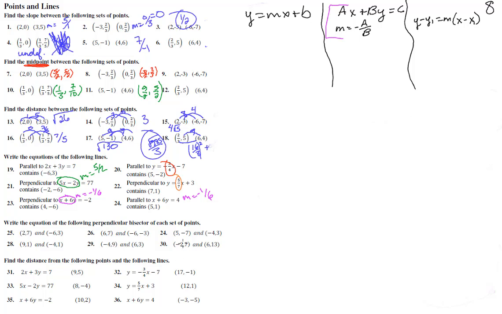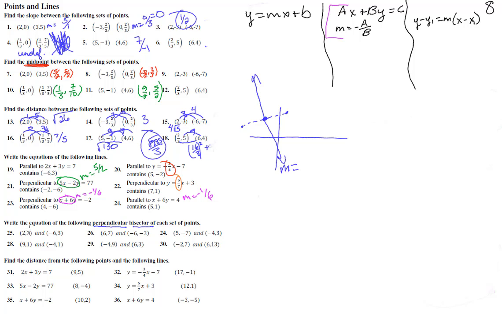On 25 through 30, we have a little bit of a trick going on here. We've got to find the perpendicular bisector. So we have to find the slope and the midpoint of these guys. We'll draw the first one out so you can see what it looks like. Here we have 2, 7 and negative 6, 3. So this is the segment that we have to cut in half this way. So we need to know this point and this slope.